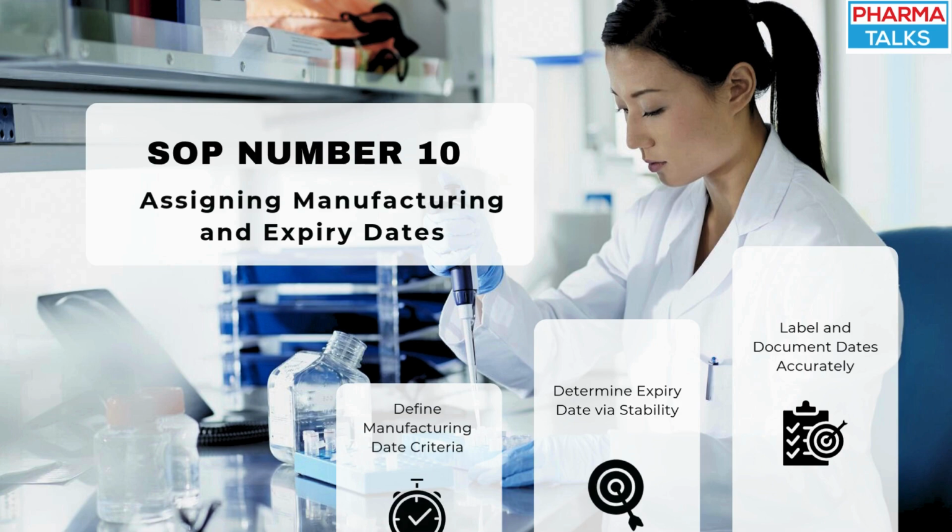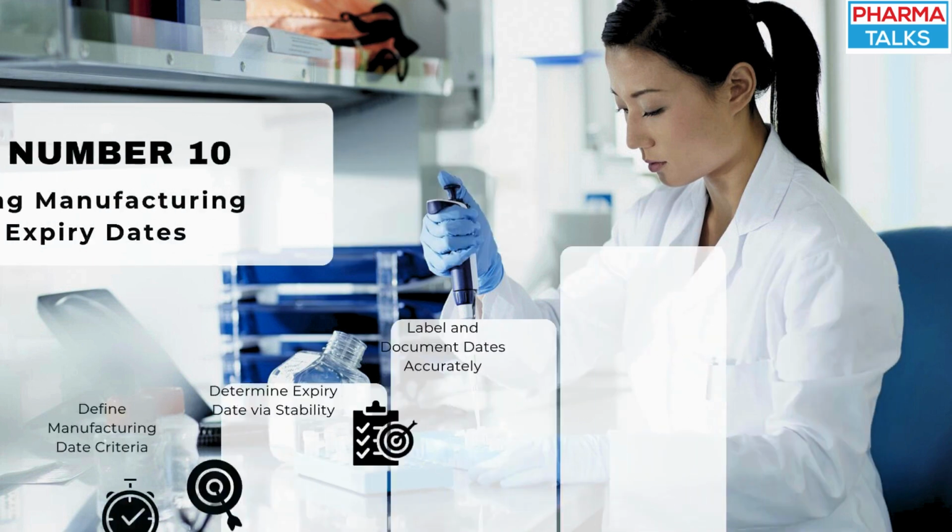process, and the expiry date, which is determined through stability studies to ensure the product remains safe and effective within the specified timeframe. It also includes procedures for documenting these dates on product labels and packaging, ensuring traceability and consumer safety. This process is essential for maintaining the quality and integrity of pharmaceutical products throughout their shelf life.